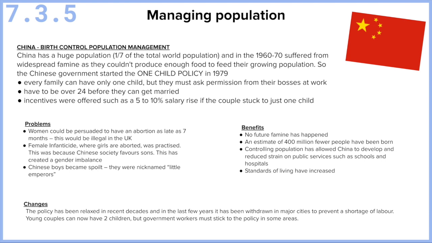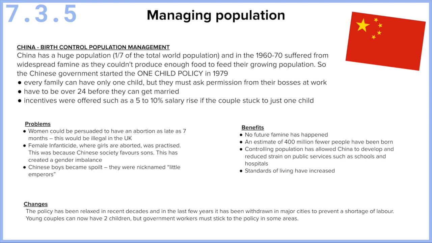So the problems, well, if women had more than one child, they were persuaded very early on in the program to have late abortions into the 7th month. Remember, pregnancy is only for 9 months, and therefore that was very close time, and it's something that is illegal in most countries to have an abortion so close to the due date. Female infanticide. This is basically where girls were killed or aborted because they were girls.